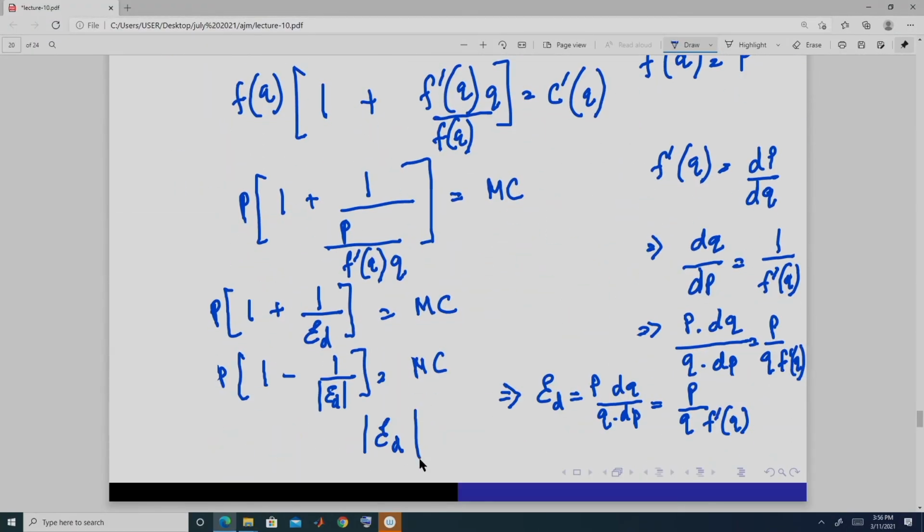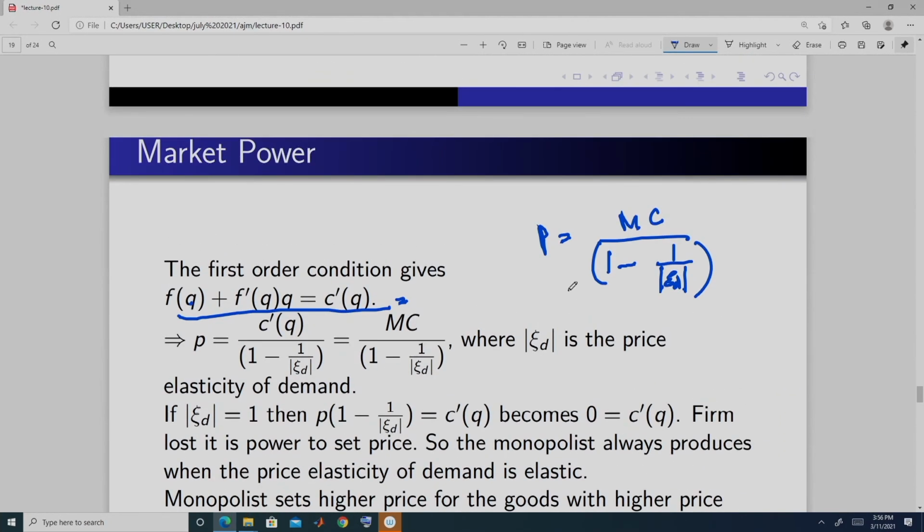So the monopolist will always produce when the price elasticity of demand is elastic, that is, when this price elasticity is greater than 1. The moment it is greater than 1, this is less than 1. So this price is always going to be greater than marginal cost. Since it is greater than marginal cost, this price is going to be greater than the perfectly competitive market price, because in a perfectly competitive market the price is always equal to marginal cost. Here this is due to this.